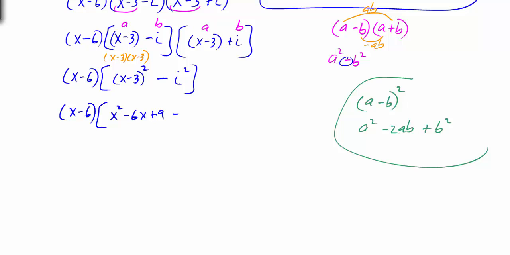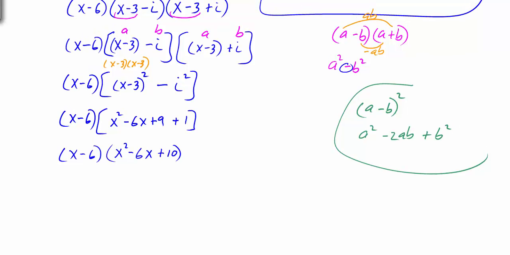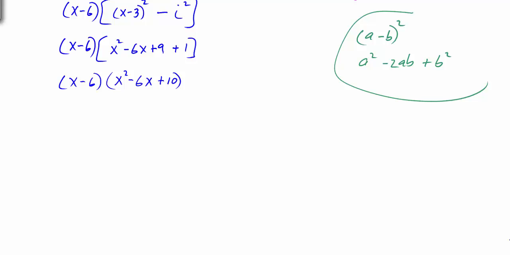minus I squared. Now remember, I squared is really what? I squared is a negative 1, so that would be plus 1. So that means we end up with x minus 6 times x squared minus 6x plus 10. All right, now at this point, I know this is a lengthy problem. All we have to do now is distribute the x.